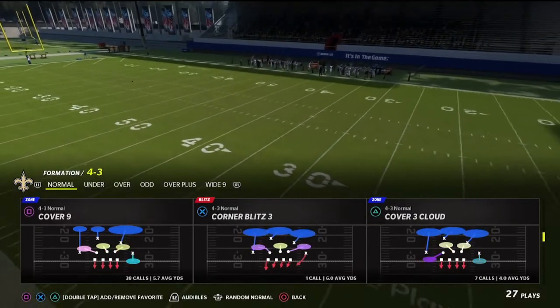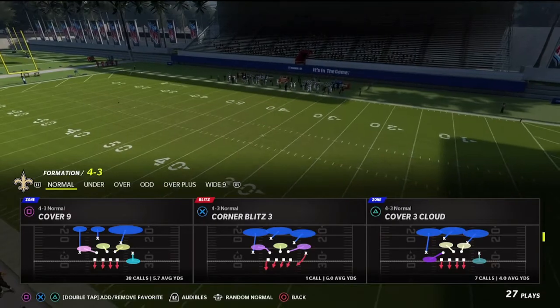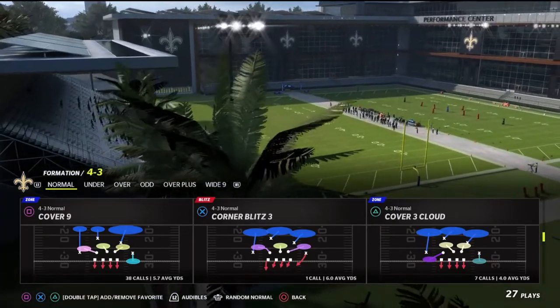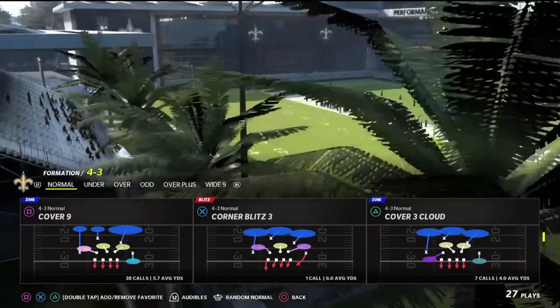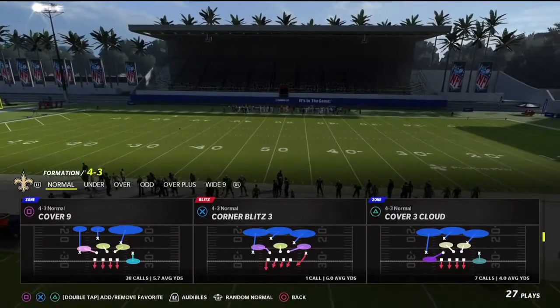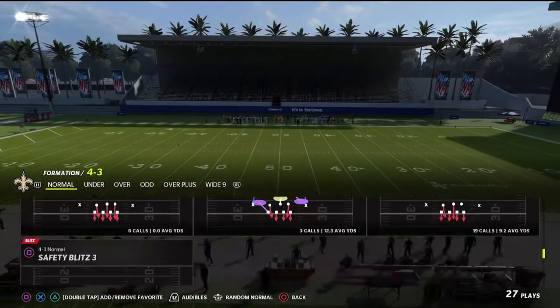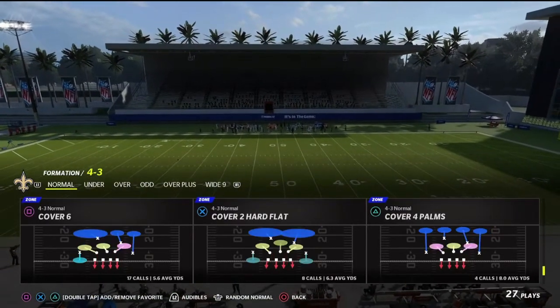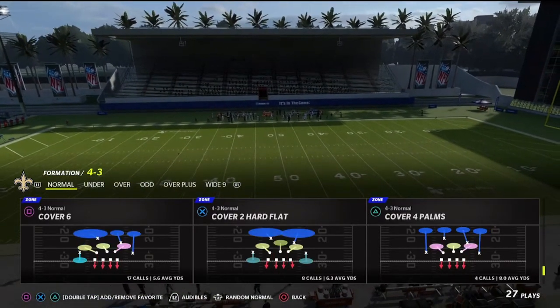As we flip through, cover 9. Cover 9 is a distinct concept from cover 4, from cover 3, and from cover 2, and it is treated as a zone. Okay? Cover 9 and, if I can find one in here, I'm flipping through, I just want to, cover 6, there's the other one.